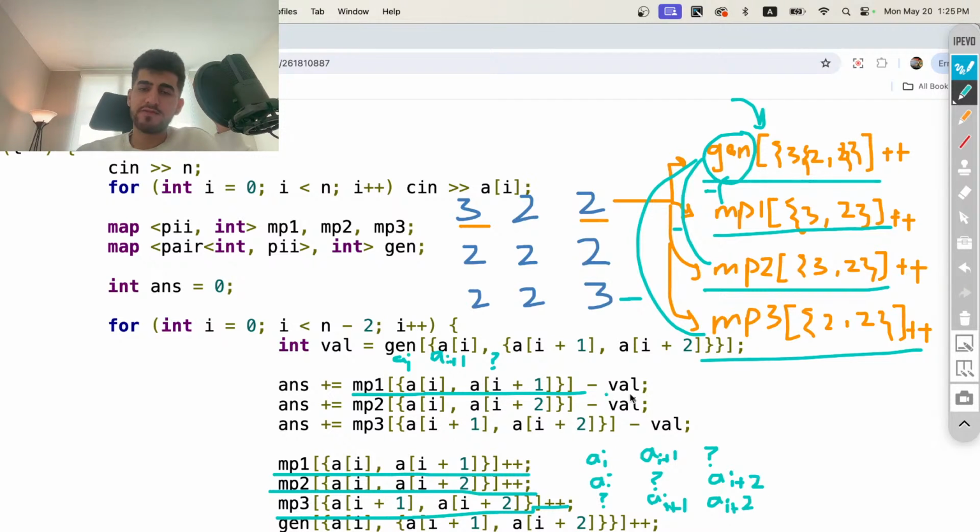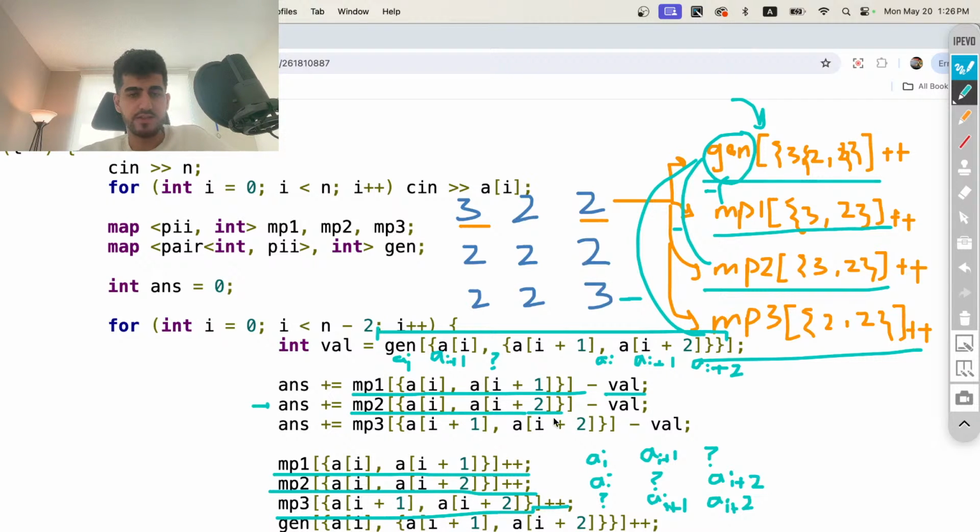And then I subtract val. What is val? Val is the number of triples that are exactly this. So I'm subtracting all of the triples such that their first one is A of I, their second one is A of I plus 1, and their third one is A of I plus 2. Because they are completely the same, I should subtract them. I want the third one to be different. And I should do the same thing for the second element and for the third element. This way I can update my answer.